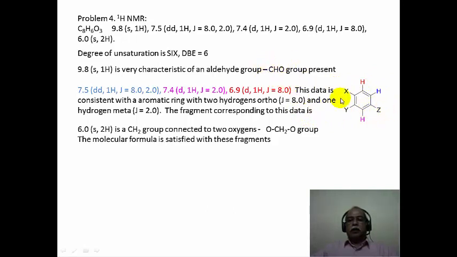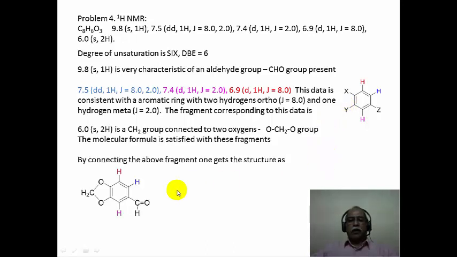If you take it, there are 3 substituents which are supposed to be present. You can presume one of the substituents is an aldehyde substituent, and there are 2 oxygens which have still 1 valency left, and that could satisfy X and Y, for example. So using all this fragment information, one arrives at the structure of this compound as a methylene dioxy derivative of benzaldehyde.